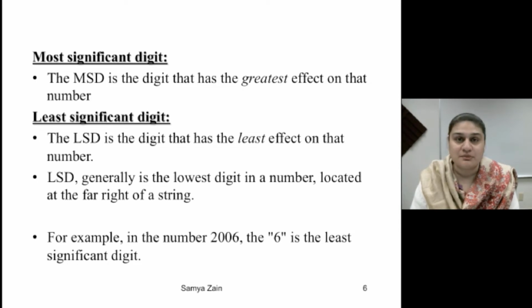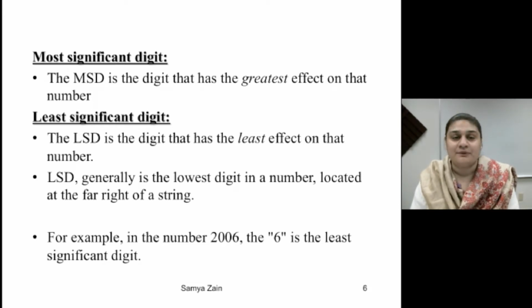What do you think is the most significant digit in this example? Correct. It is the number 2. So suppose I change the number 2 to a number 3. That means I am changing it to 3006. Now, if I change number 6, for example, to number 5, I'm changing it by only one number, 2005. So instead of 2006, I have $2,005.